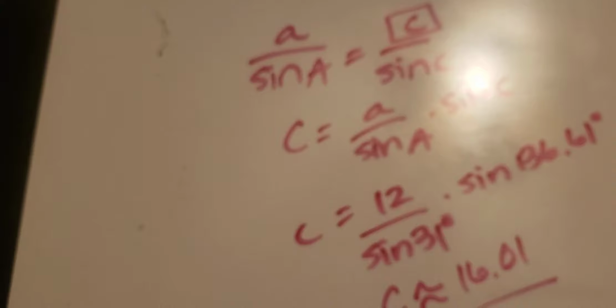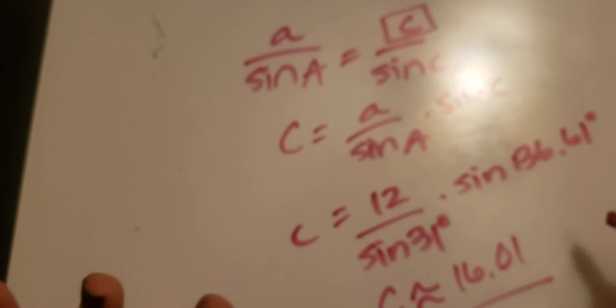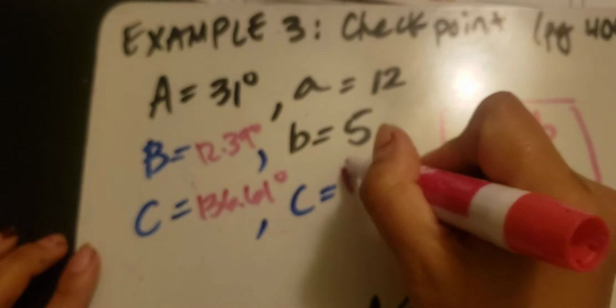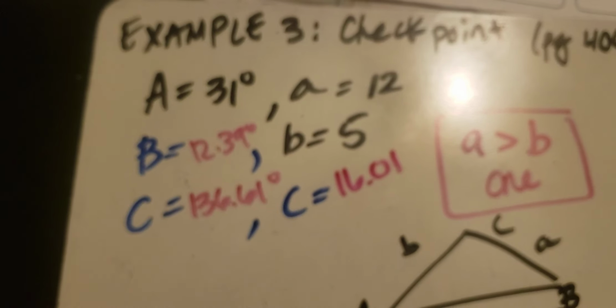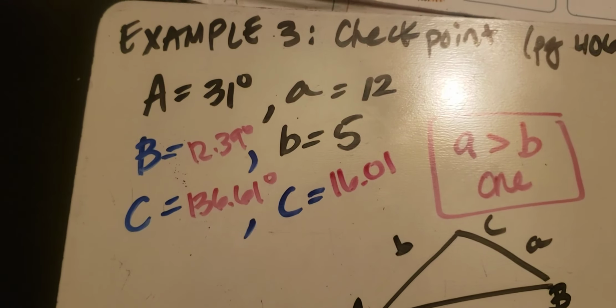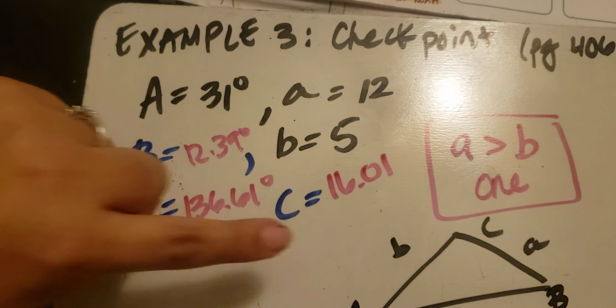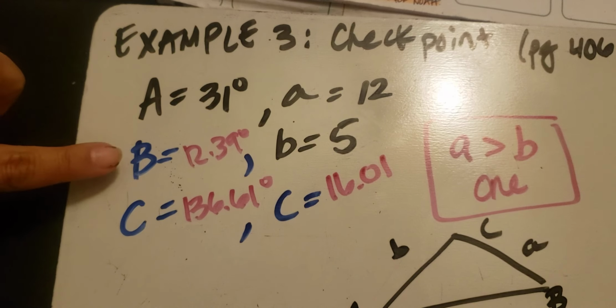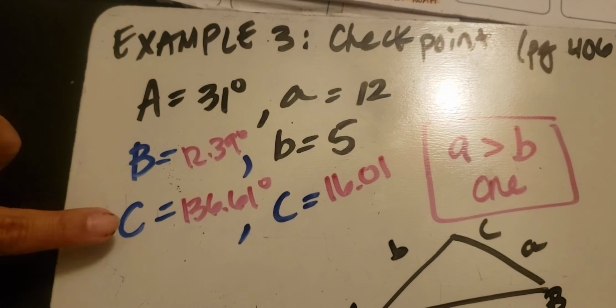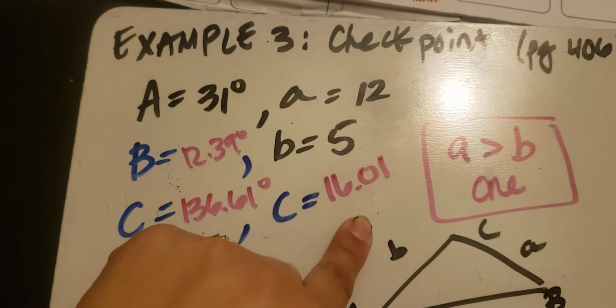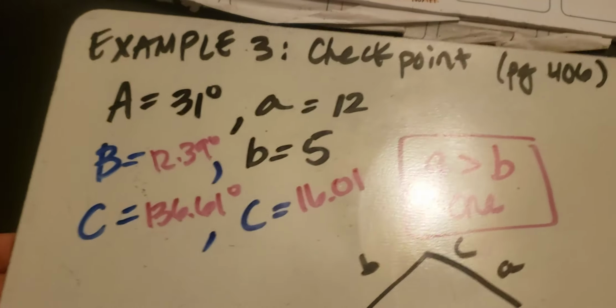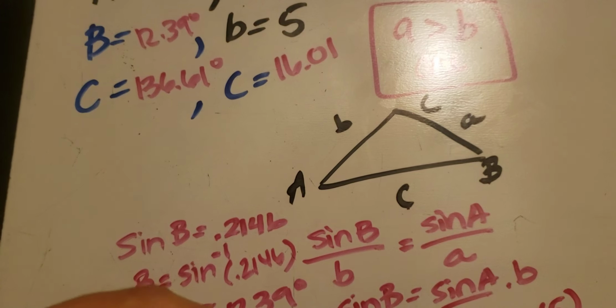And I believe, did they give us? Yeah, these are feet. So this is going to be, actually, did they give us a unit of measurement? They didn't give us a unit of measurement. Sorry. So just 16.01. Okay. So I just found all 3 angles and all 3 sides. So this is an example where I had to find the angle first, then the third angle, and then this side. Okay. But I would have had to find the angle first. Okay. All right. Let me give you one more.